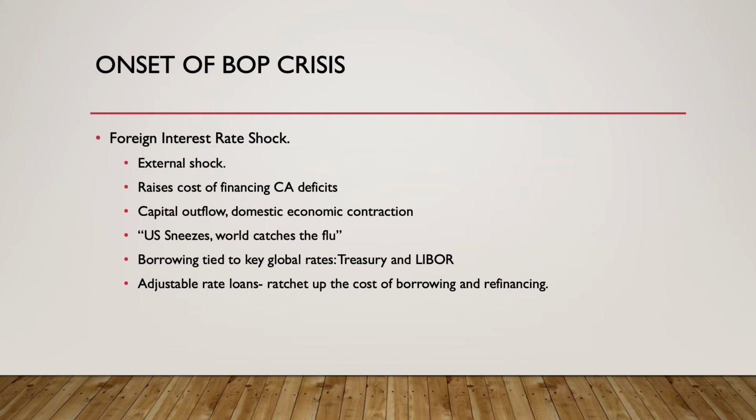Now, on the slide, we talk about borrowing tied to key global interest rates, and this is bullet point number 5. And it says the Treasury, which is the U.S. rate of interest, the Treasury, and the LIBOR. You may not know what the LIBOR is, and so we'll let you know what the LIBOR is. It's the other key global interest rate, and of course, it's the London Interbank Overnight Rate.